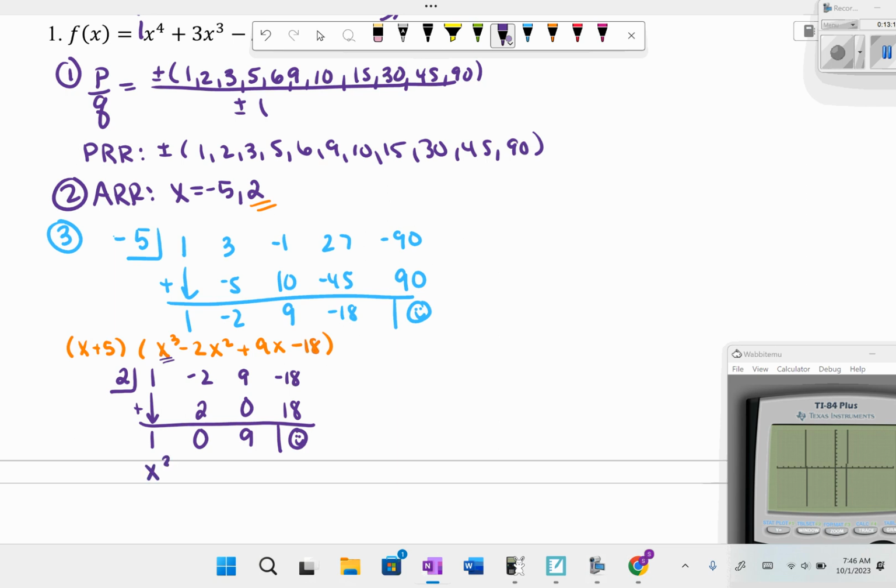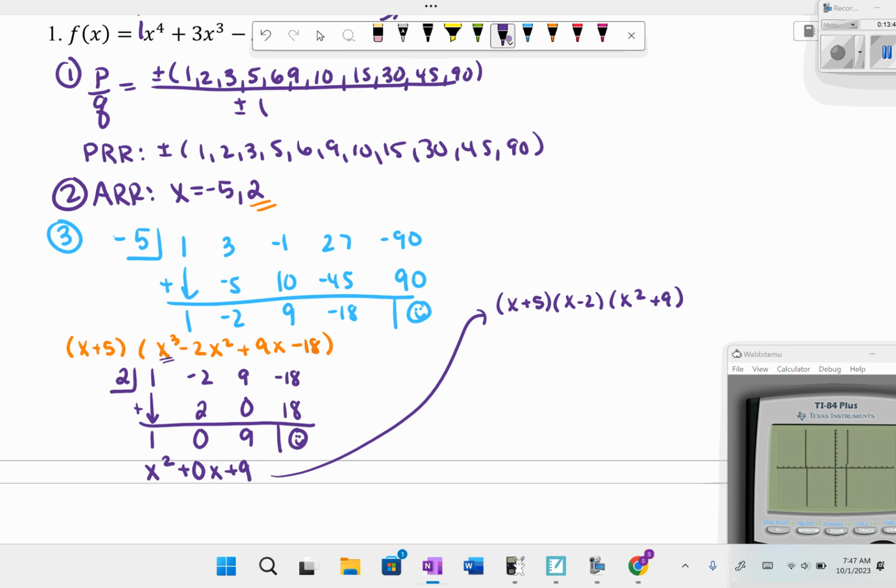So this would be x squared plus 0x plus 9. Of course, we don't need that 0x. So I'm going to write my factorization over here. We first use the 0 of -5, so x plus 5 is the factor. Then we use 2, so x minus 2. And then this is x squared plus 9. So this is actually the factorization of the polynomial. That's what we're doing when we're doing synthetic division.